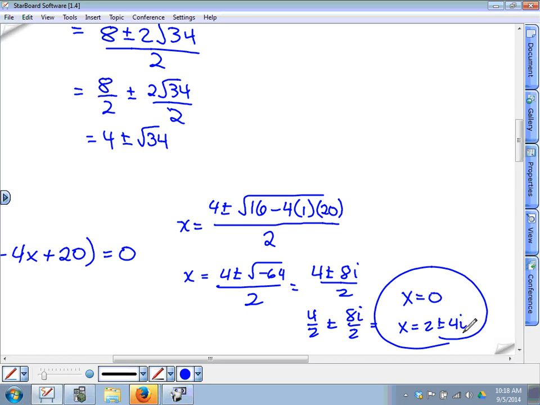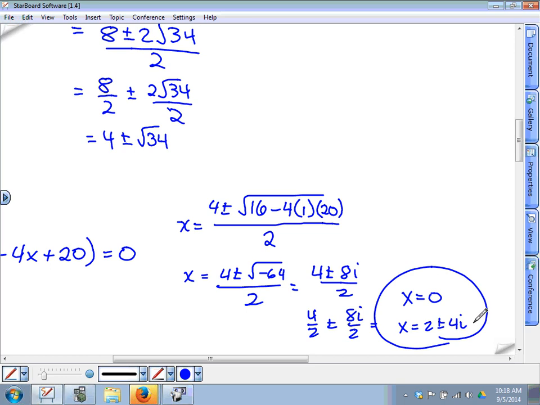Now, I need to go back and clarify something. You remember during the quiz how I said, if you want to solve these equations, what can you do rather than factoring? Didn't I say you could use the graph and take a look at where it crosses? Remember I said that? I need to clarify that a little bit. You can still do that. It's not that you can't. What type of number is this right here, 2 plus or minus 4i? It's imaginary, right? Do imaginary numbers really exist?